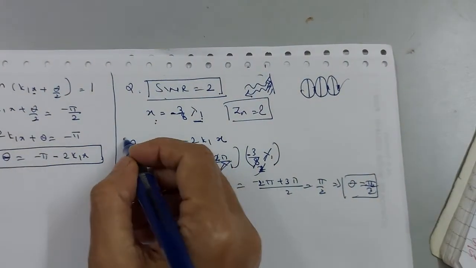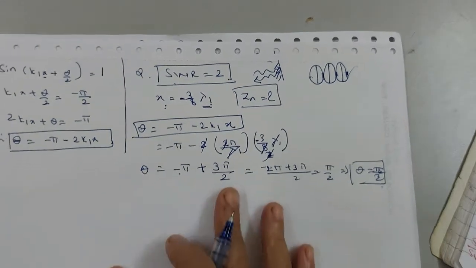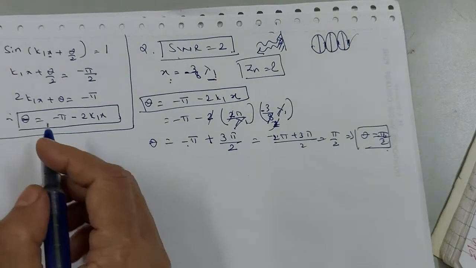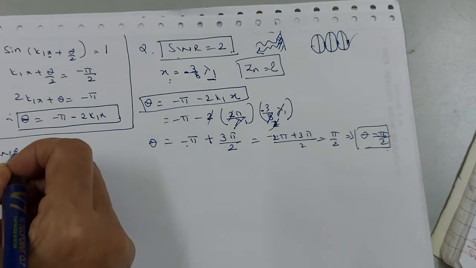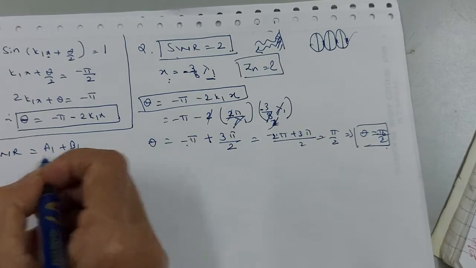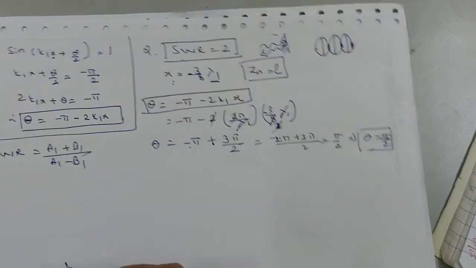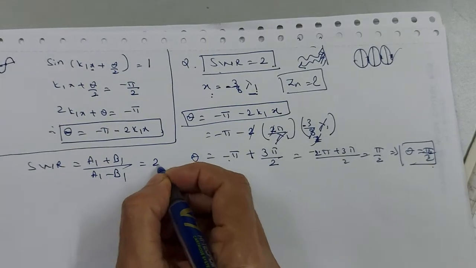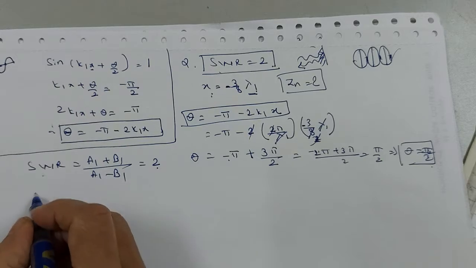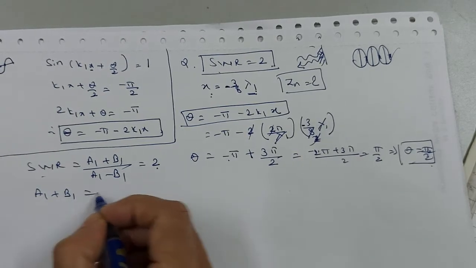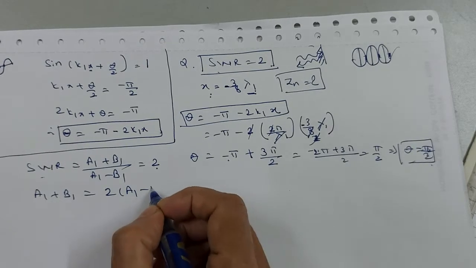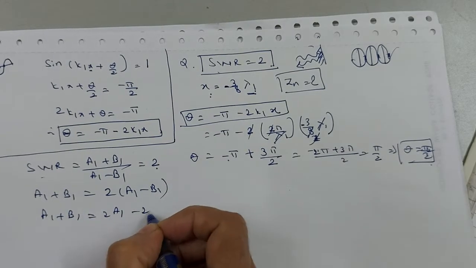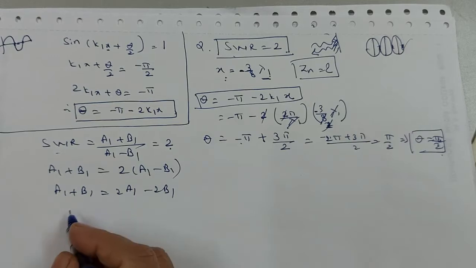So I made use of this formula to get my theta. Now after getting theta, what is my next job? Use the SWR formula, which I taught you just now, that SWR is nothing but the magnitude of (A1 plus B1) divided by (A1 minus B1). The value is 2, so I can say this is equal to 2. SWR is 2, so I can write A1 plus B1 is equal to twice (A1 minus B1). So A1 plus B1 is twice A1 minus twice B1. Take B on this side, A on this side.